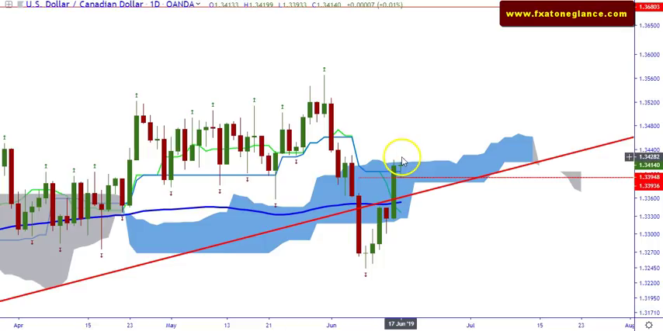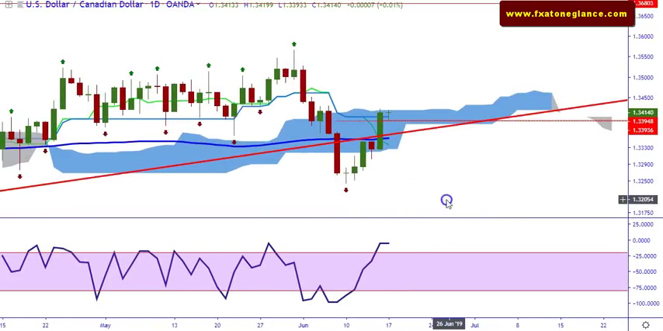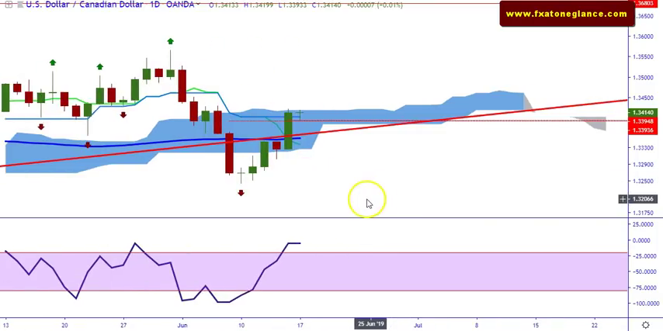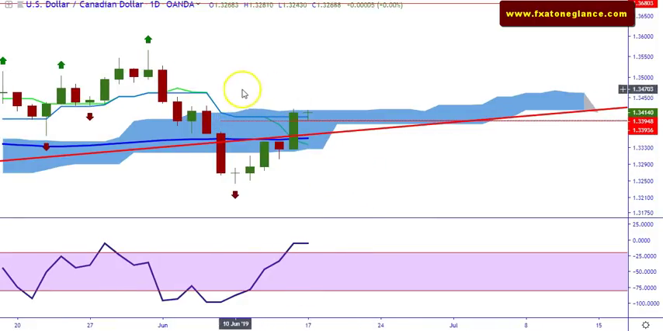And then we also used the Williams %R, which is set to the 5 period. I wanted to see that Williams %R break that -20 level. With a break below that -20, I figured we would get the break below this candle also. So we put our sell stop at this level with a stop loss above this point.